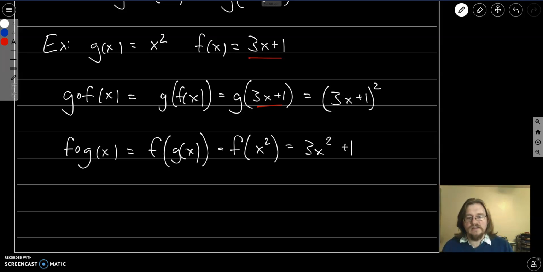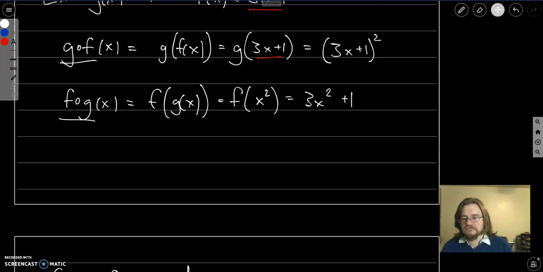If I plug a 1 in, for instance, 3 times 1 is 3, plus 1 is 4, squared is 16. Whereas if I plug a 1 in here, I'll get 3 times 1 squared. Well, that's just 3, plus 1 is 4. And 16 is certainly not equal to 4. So these guys are not equal to one another, so you have to be careful which order we're doing the composition in. Is it g composed with f, or is it f composed with g?